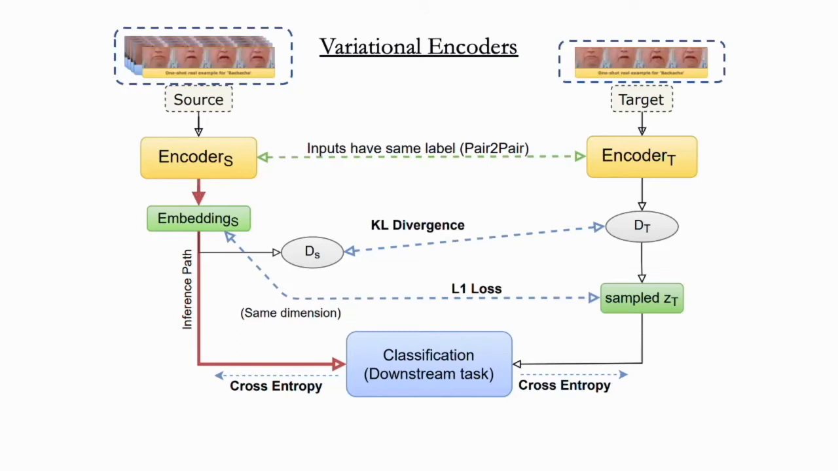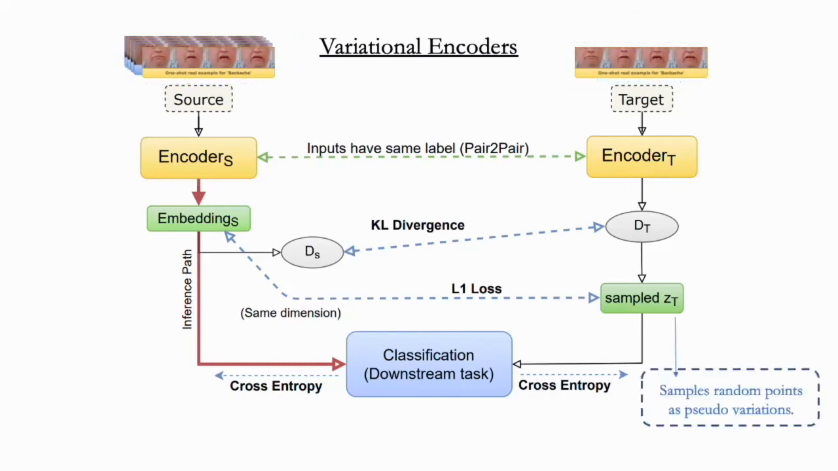It is made of 2 encoders, source and target encoder. The source encoder is given the combined data as input, and the target encoder sees the one-shot real examples as input. The target encoder learns to generate a latent distribution of the class of mouth movements. A random point is then sampled from this latent distribution that acts as a variation of the real domain.